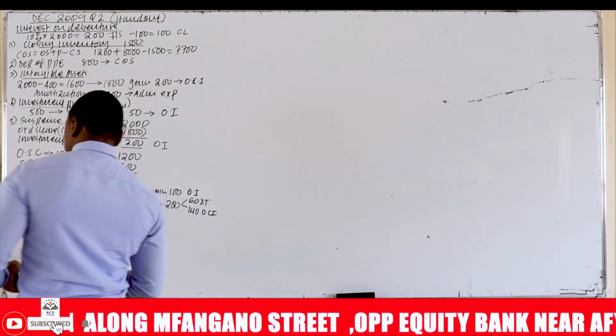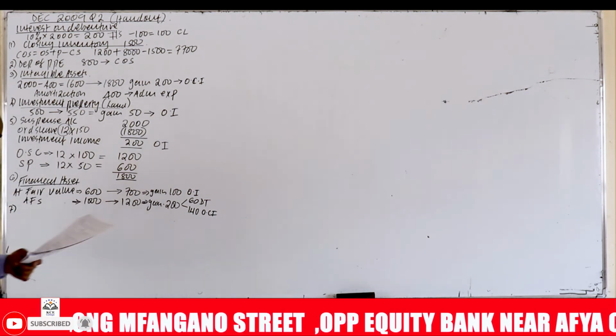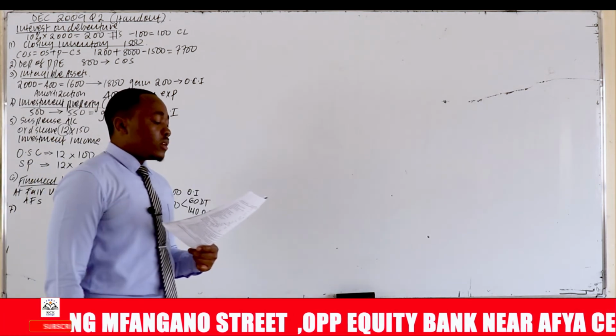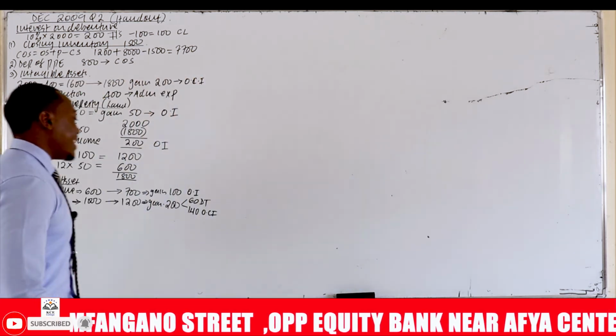Number 7. You are told that the current year estimated tax is 500 million. And that's tax expense.